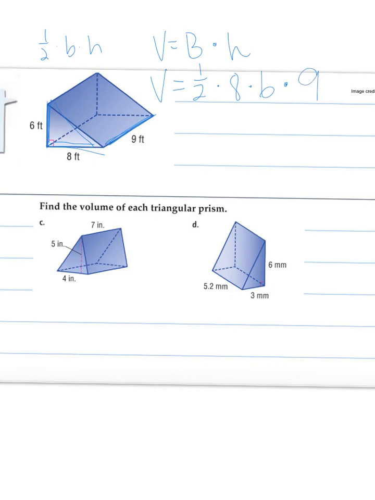Okay. Now we multiply all of this together. One half times 8 times 6 times 9, and we get 216 feet cubed. So find the area of this triangle, and then multiply it by the height. Okay, try these two on your own. Come back and check.